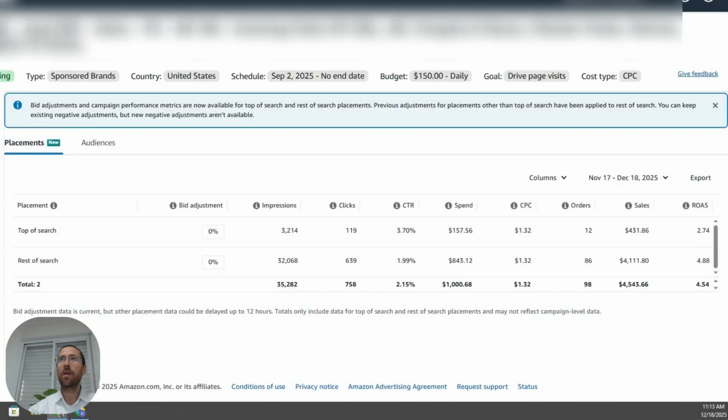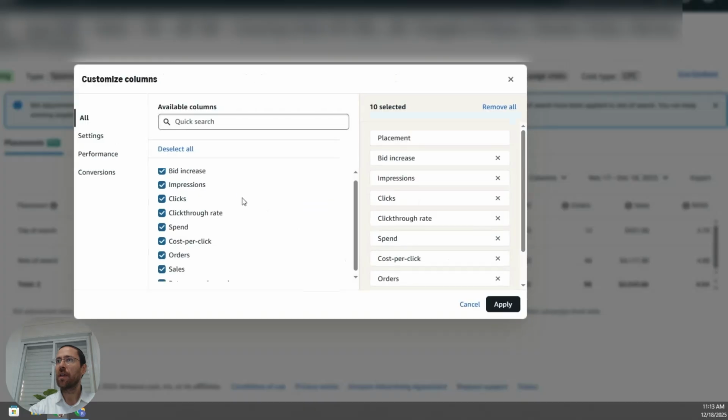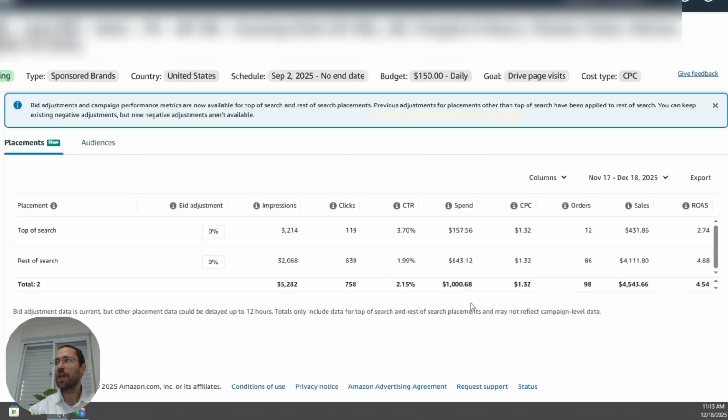So we have this campaign which has much better performance on rest of search than on top of search in terms of the conversion rates and the return on ad spend. Interesting note, Amazon isn't showing me the option to get ACOS among the columns, just return on ad spend. So I've got 4.88, that's about a 20% ACOS, for those of you familiar with those terms, and this is 2.74, that's over 30%, maybe close to 40%.